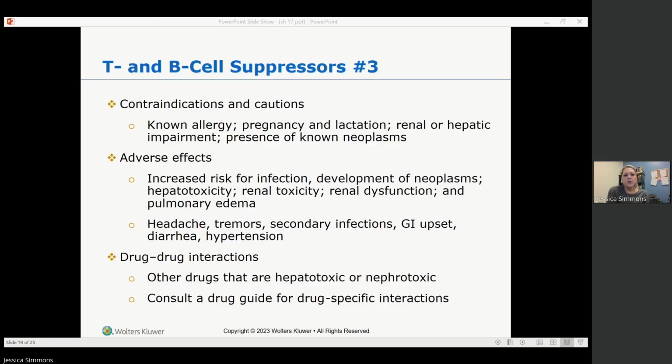There's an increased risk for infection, of course, development of neoplasms, which is cancer, hepatotoxicity, renal toxicity, renal dysfunction, and pulmonary edema. And you don't want to combine these with other drugs that cause hepatotoxicity or nephrotoxicity.